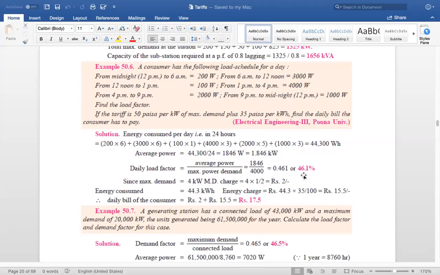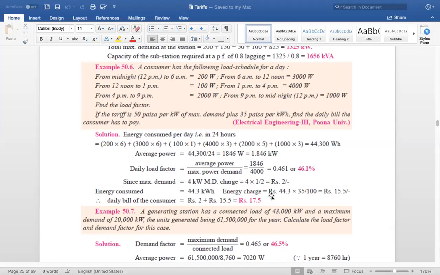Now, since the maximum demand is 4 kilowatt, the maximum demand charge is 4 times half, because that's 50 cents, it's half rand. So that gives us 2. And then energy consumed, 44.3 kilowatt hour. Energy charge is 35 cents out of 100. That gives us 15.5. So the daily bill will be the 2 plus 15.5, which gives us 17.5 Rand.